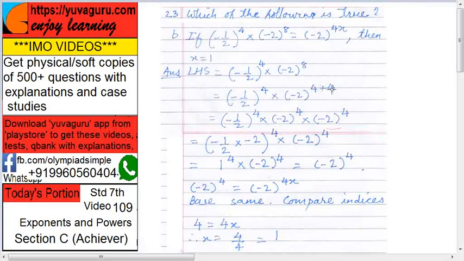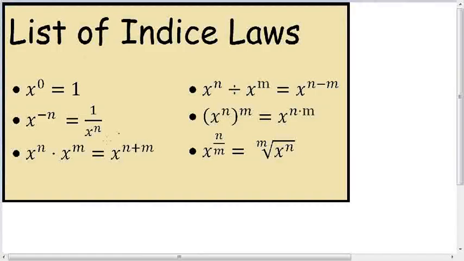4 plus 4, right? So separate this. How do you separate this? Minus 1 upon 2 the whole raised to 4 into minus 2 the whole raised to 4 into minus 2 the whole raised to 4. Why? Bases same. Here, what is the law of index? This is the law of index: x raised to n into x raised to m equals x raised to n plus m.